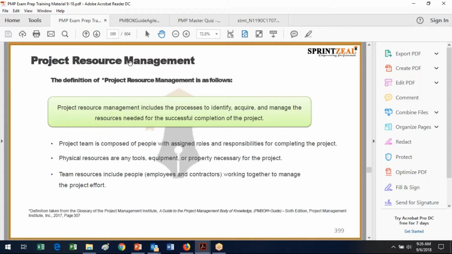Again, project resource management includes the processes to identify, acquire, and manage the resources needed for the successful completion of the project. So the team is composed of people with assigned roles and responsibilities. The physical resources are any tools, equipment, or property necessary for the project. And the team resources include people, employees, and contractors working together to manage the project effort.